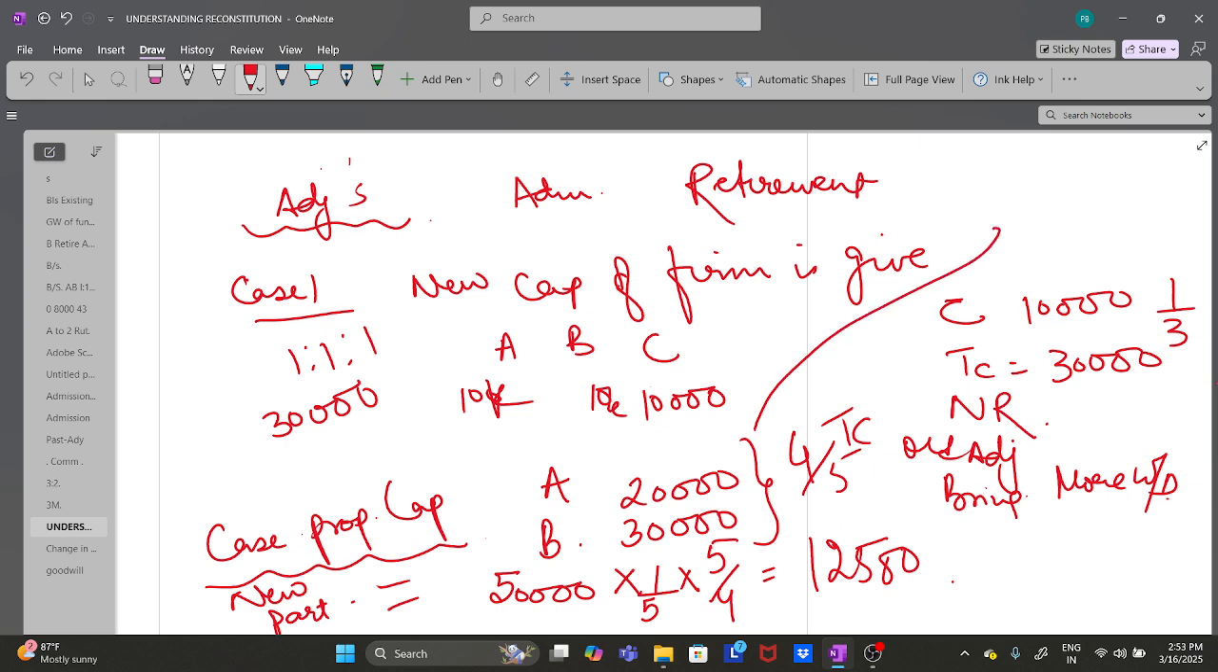Sometimes they give it not as proportionate but as a percentage. Half of A and B's adjusted capital. So it becomes 25,000. 50% of A and B's capital, 30% of A and B's capital. So that's how you will be calculating it.